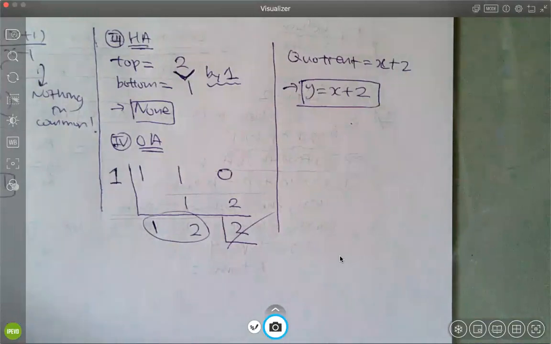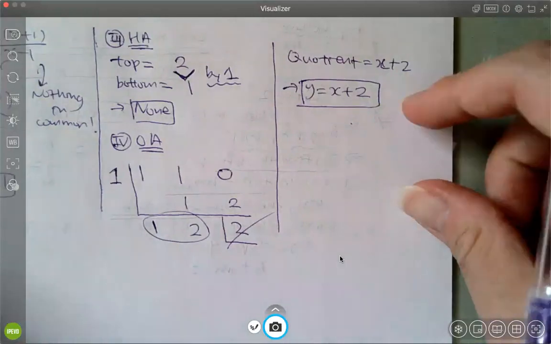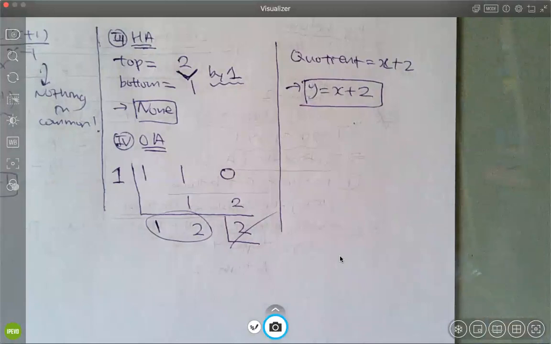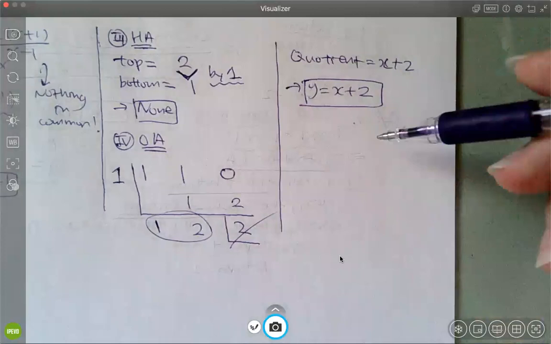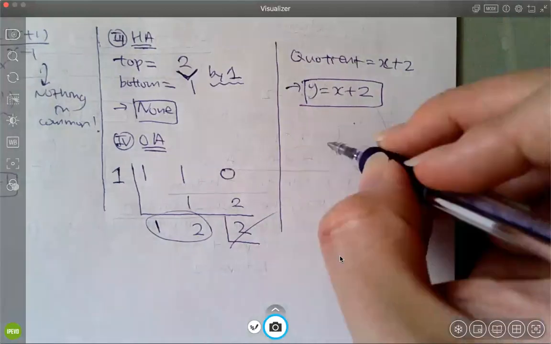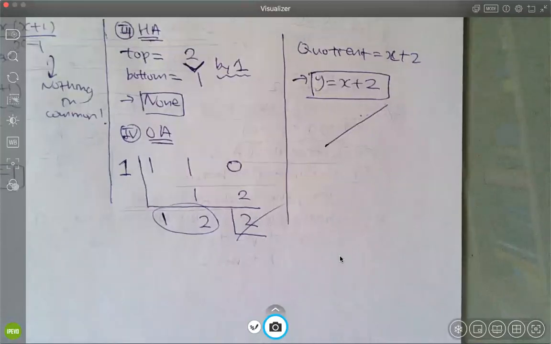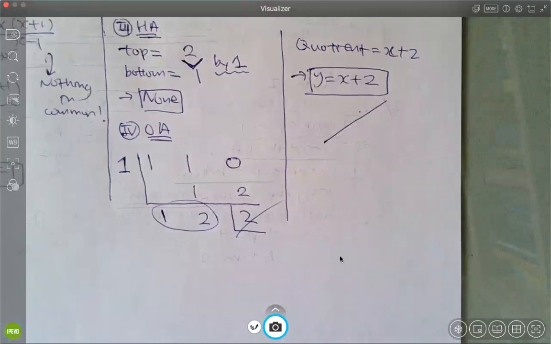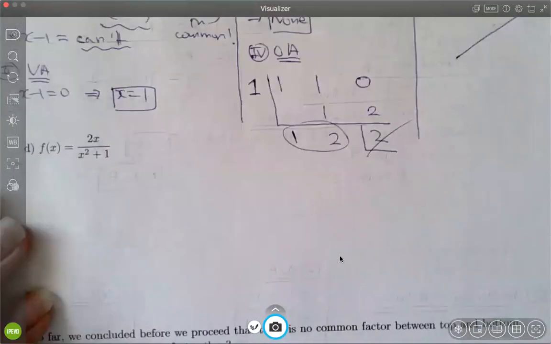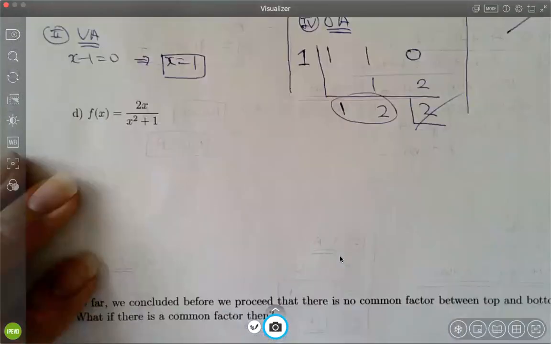And as you can see, this is what? This is a diagonal line, right? Which is an increasing line that looks like this. Okay, so it's the slanted line. Okay, so now the last problem, f of x equals 2x over x squared plus 1.